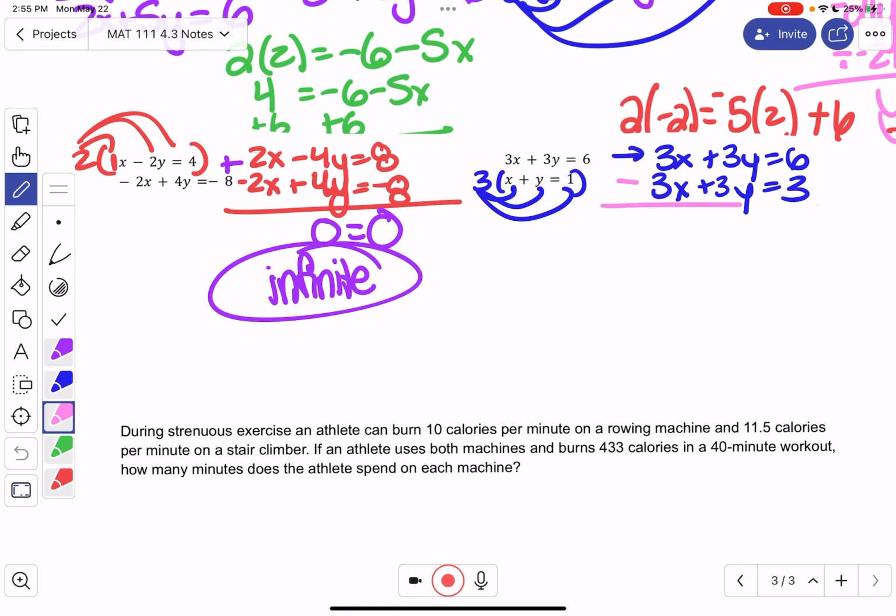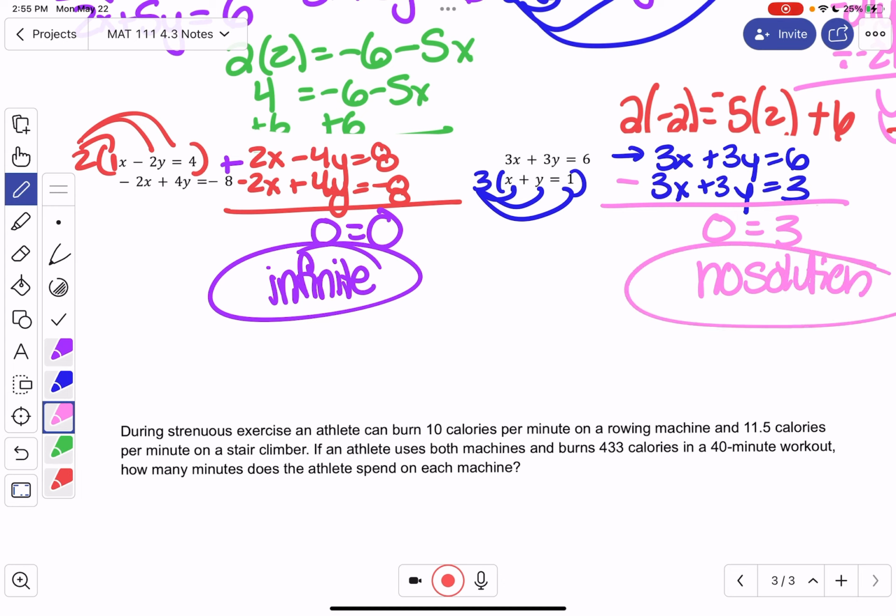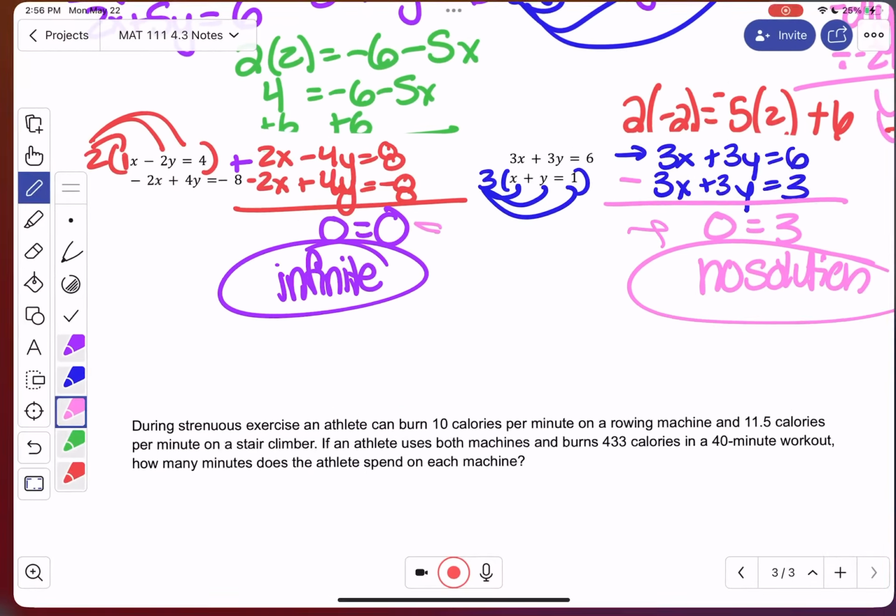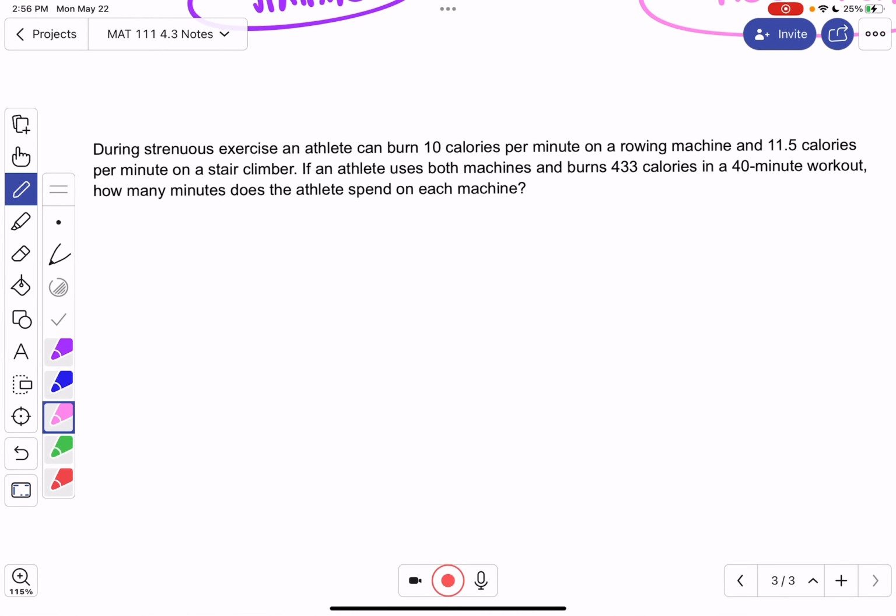They're the same sign, so we subtract everything. 3x minus 3x is 0. 3y minus 3y is 0. 6 minus 3 is 3. 0 never equals 3. It just doesn't. So there's no solution. So same idea as before. You either get an always true or a never true answer, or just 1 point. Let's look at a word problem.